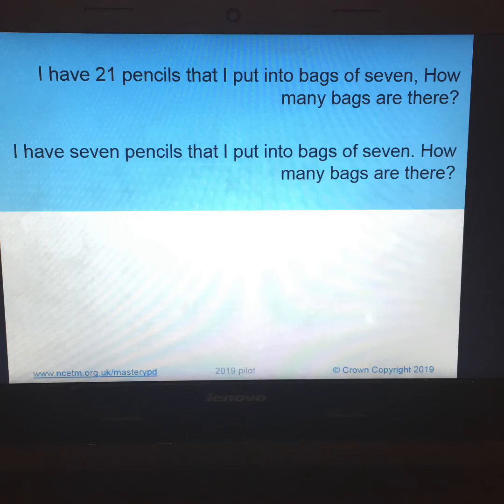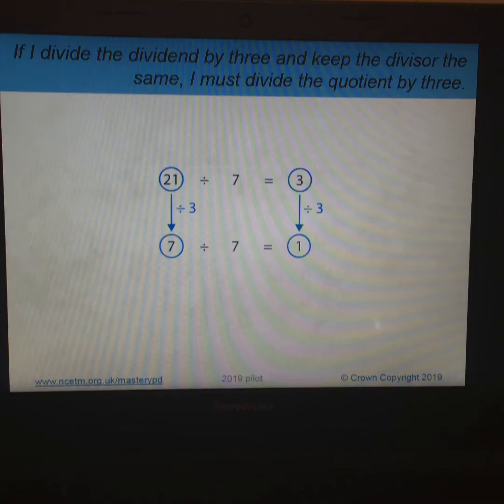Okay, I want you to try and keep saying these number sentences. Off we go. Hopefully you got something like this. If I divide the dividend by 3 and keep the divisor the same, I must divide the quotient by 3. Okay, the relationship between 21 divided by 7 is 3.